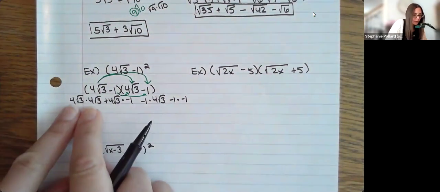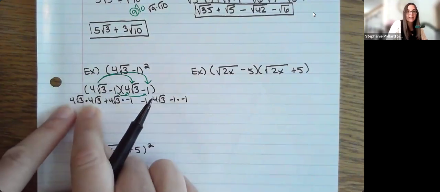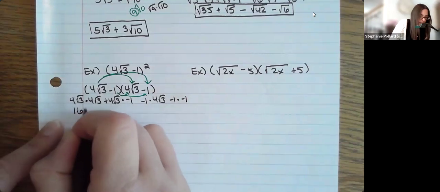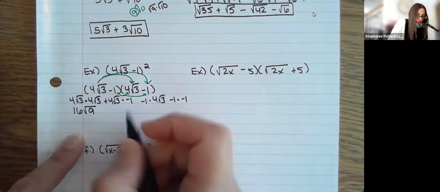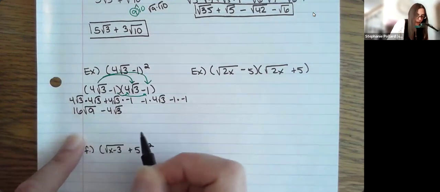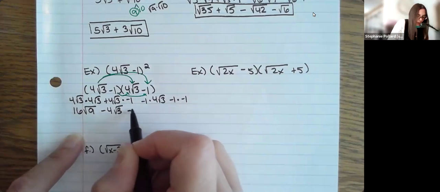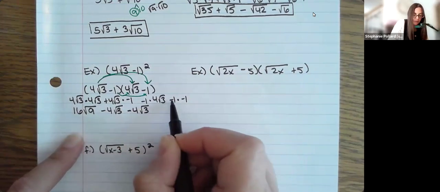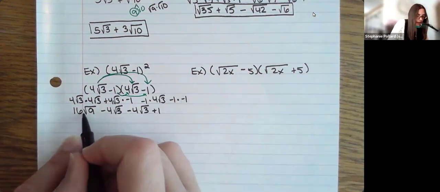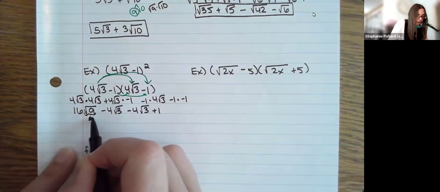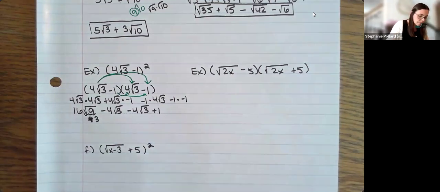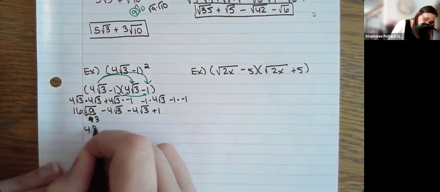Now for your roots, when you're multiplying, outside stuff goes together, inside stuff goes together. So 4 times 4 is 16. 3 times 3 is 9. Here, negative 1 times 4 is negative 4. I have the root 3. Negative 1 times 4 is negative 4. I have the root 3. And then negative 1 times negative 1 is positive 1. Now root 9 is also 3. So this becomes 16 times 3 here as well. And when you do that, you get 48.